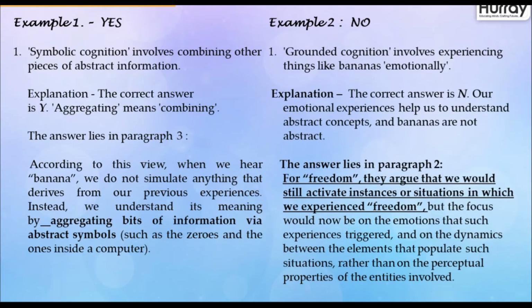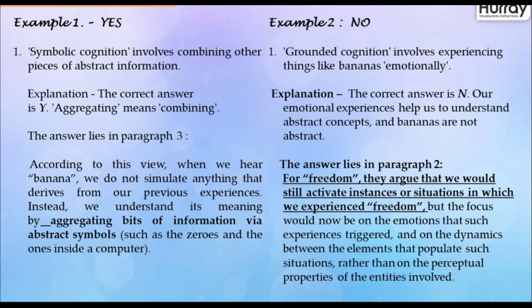In example 2, the statement says grounded cognition involves experiencing things like bananas emotionally. The answer is no. Our emotional experiences help us to understand abstract concepts, and bananas are not abstract. The answer lies in paragraph 2.